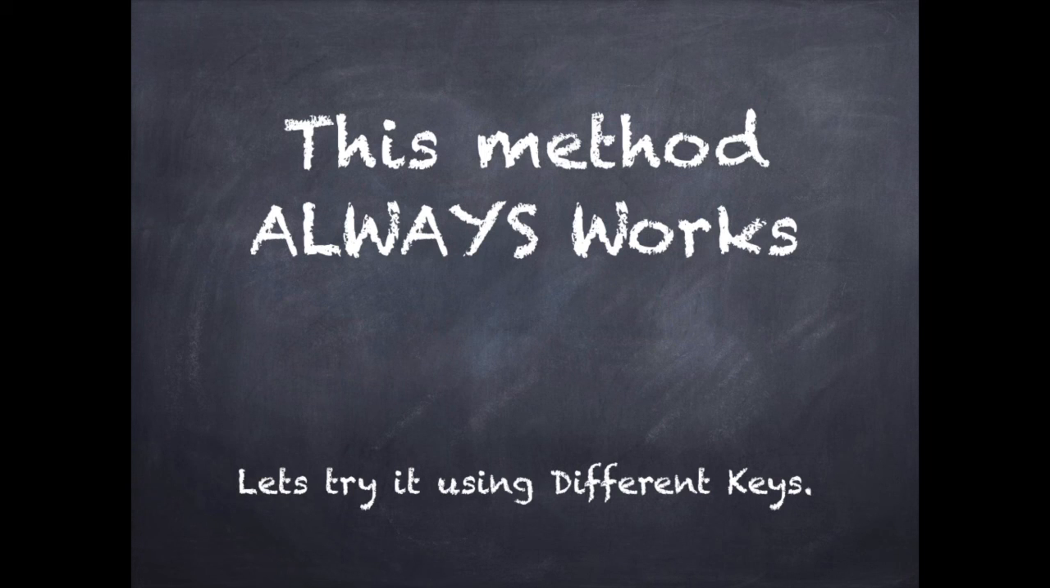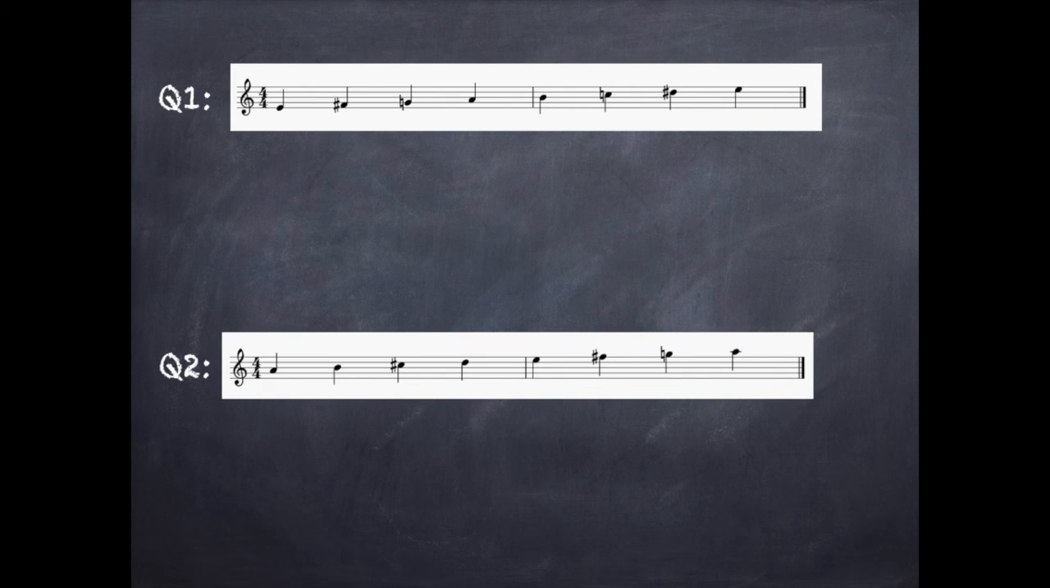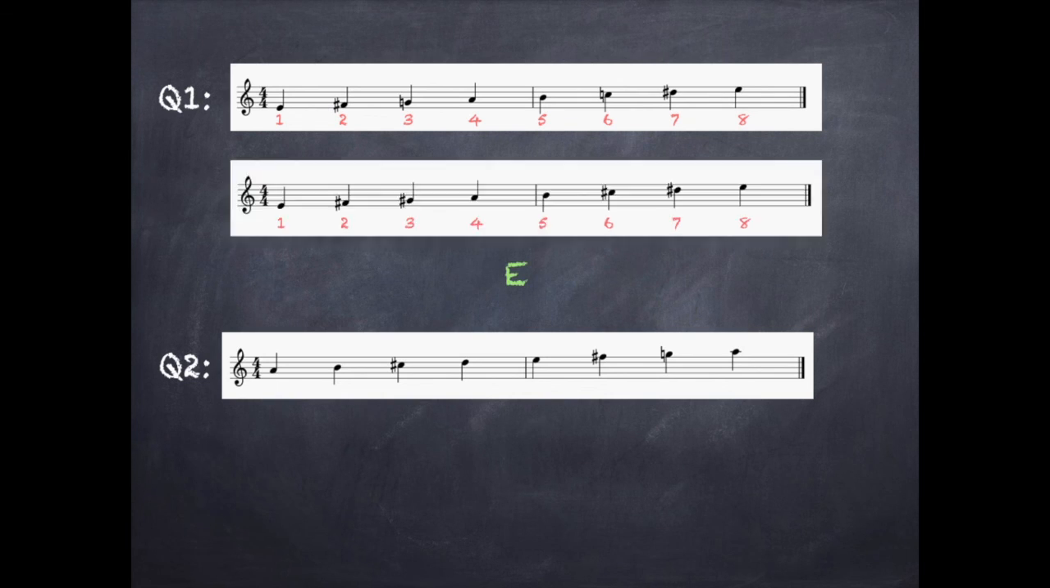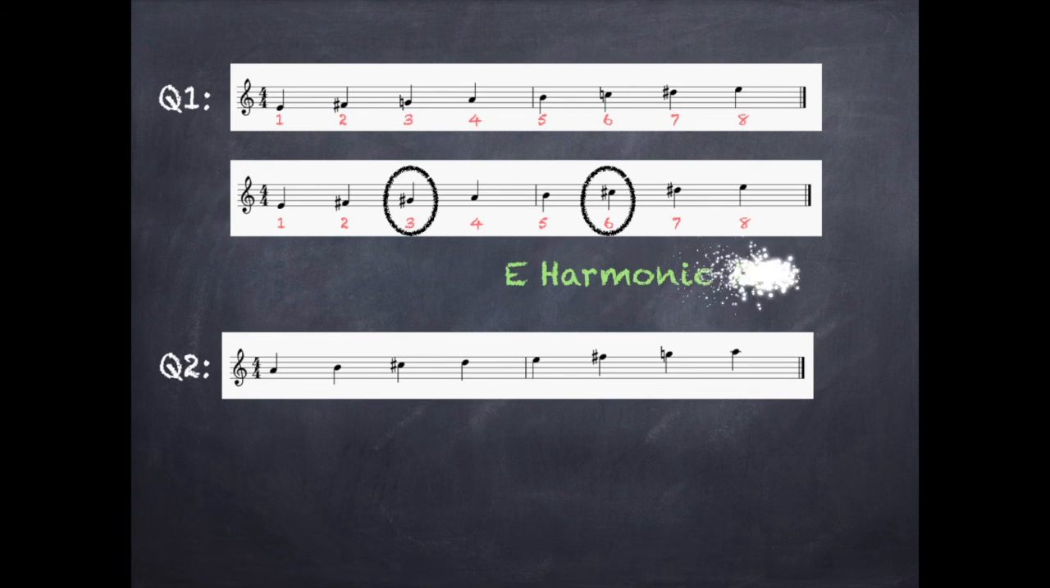So, question 1, identify this scale. Firstly, we number all the notes, 1 through 8. Secondly, we identify the tonic or the first note. It's an E. So, thirdly, we write the E major scale and we number all the notes 1 through 8. Now, we circle the notes that are different to the major scale. And we find that there's a third and a sixth that are different and they've been flattened. What scale uses a flat 3, flat 6 formula? The answer is harmonic minor. So this is an E harmonic minor scale.